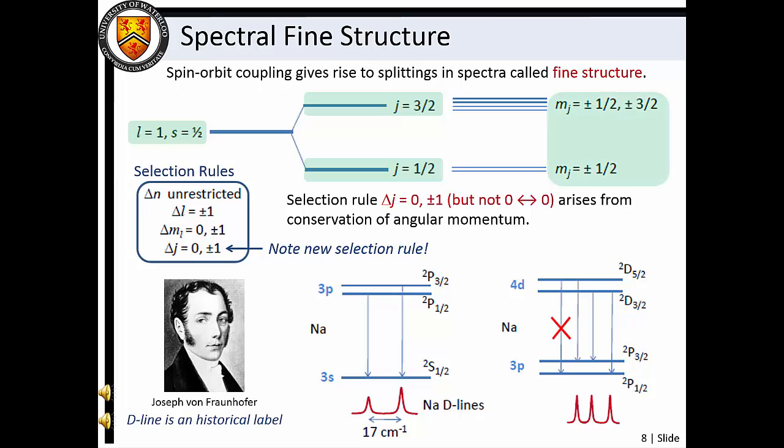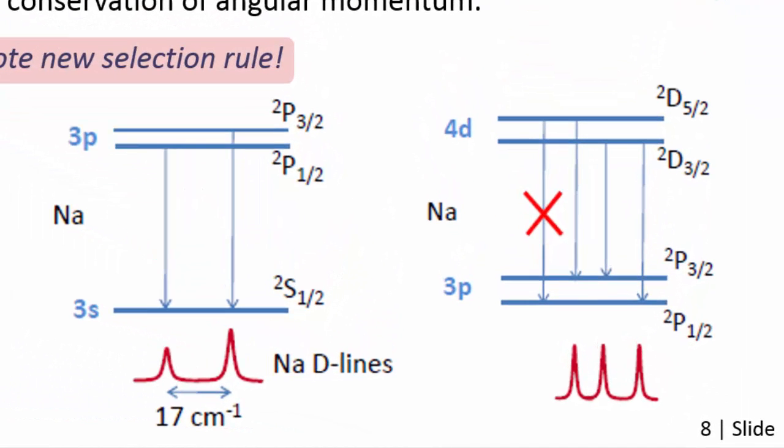Here we must also introduce a new selection rule to define how values of J can change during a spectroscopic transition. The emission spectrum of atomic sodium provides an excellent example of the spin-orbit effect. The first line in the principal series is the 3p to 3s transition. Since the 3s level has L equal to 0, there is no spin-orbit interaction for the lower state. However, the 3p level, which has L equals 1, splits into J equals 1/2 and J equals 3/2 spin-orbit components. As a result, the 3s to 3p transition splits into two spectral lines.